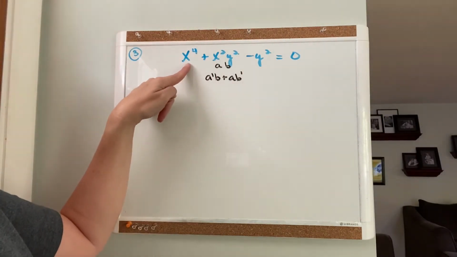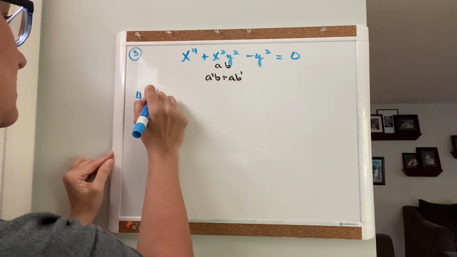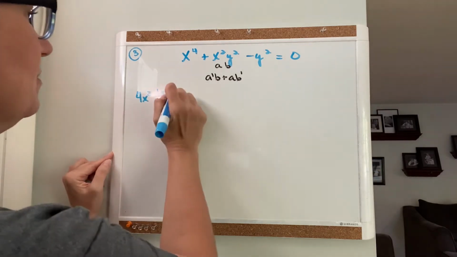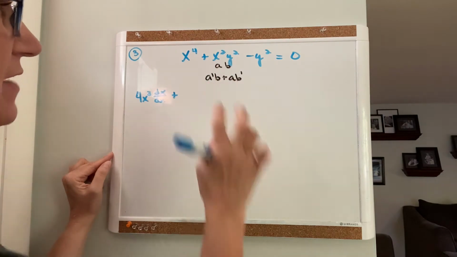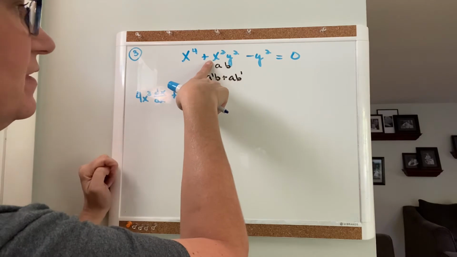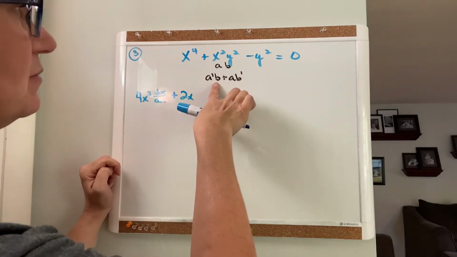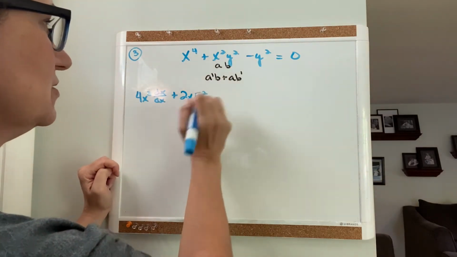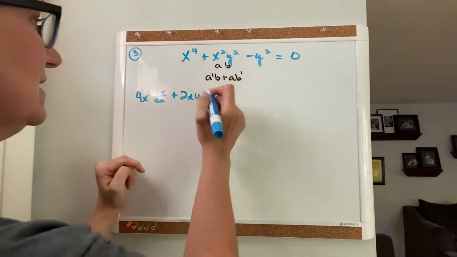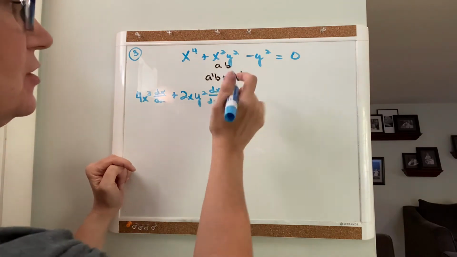All right, so let's go through and take the derivative of each term with respect to x. So the derivative of x to the 4th is going to be 4x to the 3rd dx dx. All right, bring down the plus sign. Now, for this term right here, we have to apply our product rule. So we have to do A prime. So the derivative of x squared is going to be 2x times B, y squared. But we just took the derivative of x with respect to x. So this term is dx dx. Bring down your plus sign.